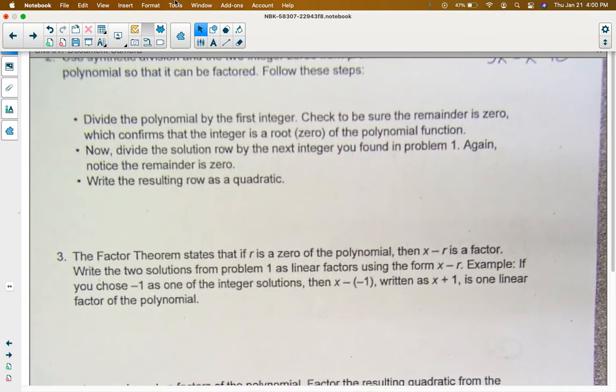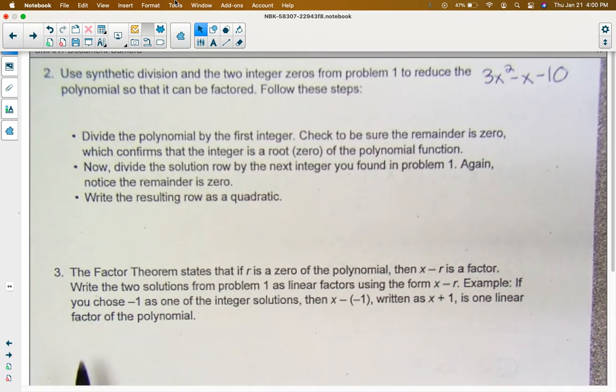All right, number 3. The factor theorem states that if r is a 0 of the polynomial, then x minus r is a factor. So that is what I was saying as far as if it crosses at -2, in factored form it is x plus 2. If it crosses at -1, in factored form it is x plus 1. Write the two solutions from problem 1 as linear factors.